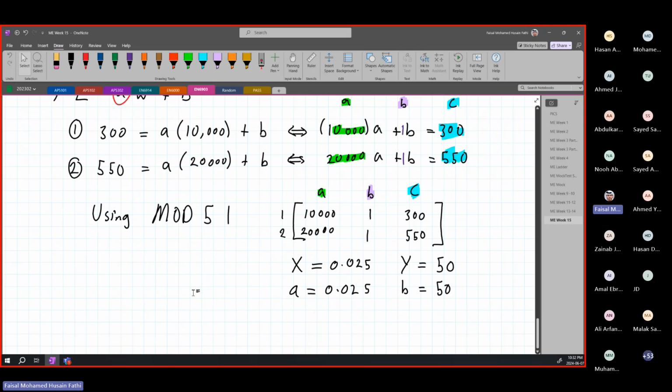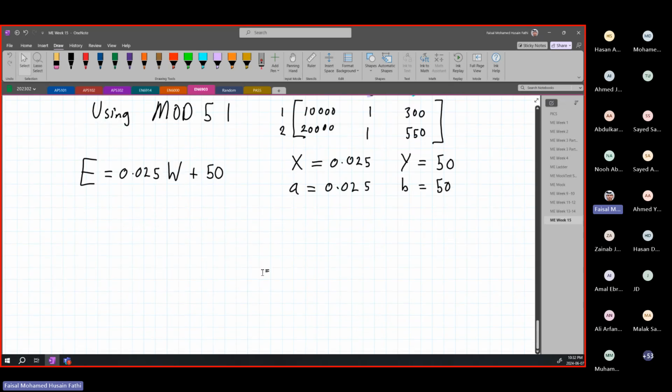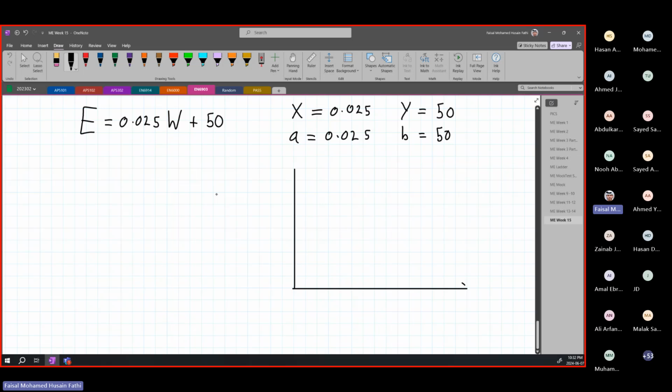All right. So once you get your A and B values, now you can draw or write your equation, your law of a machine. E is equal to A, which is 0.025 W plus 50. Okay. And this question, it doesn't request for me to draw this, but let me show you how you would draw such an equation. Then there is a question in the exam or in the mock that we'll look over as well that asks you to draw. So let me cover the concept right now.